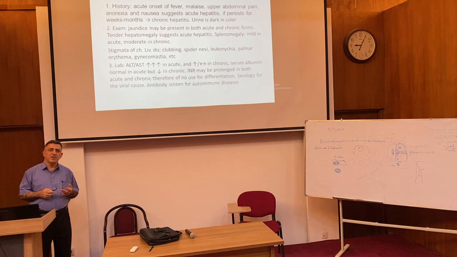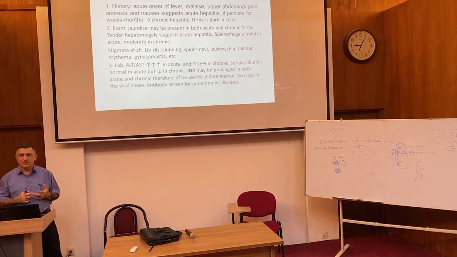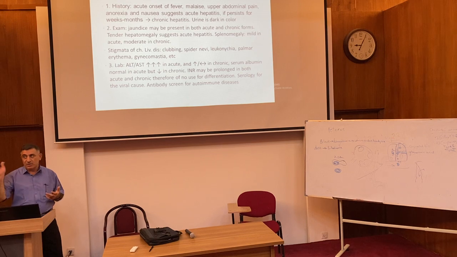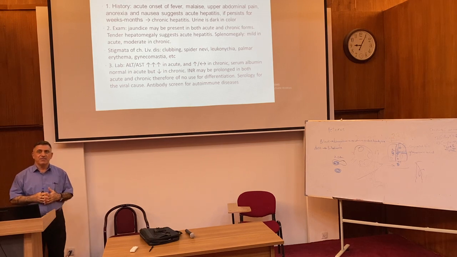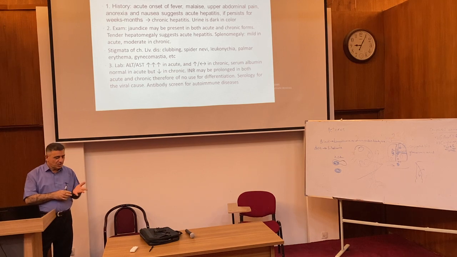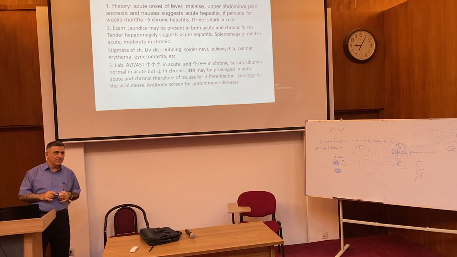Do you know the meaning of clubbing of the fingers? Clubbing of the finger is one of the signs of chronic liver disease. It has many causes, but here, if we have jaundice and clubbing, we should say this is chronic liver disease. Palmar erythema, Dupuytren's contracture, spider nevi. I will discuss this for you in the practical lectures. So you have to look for signs of chronic liver disease, the stigmata of chronic liver disease.